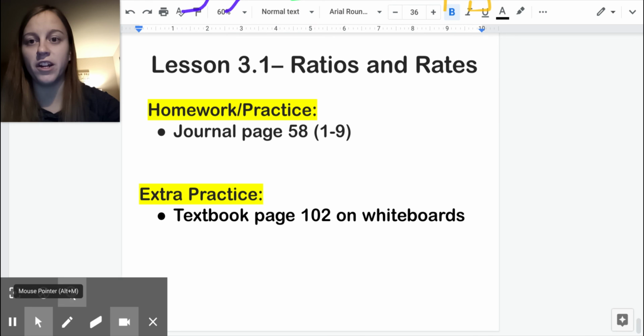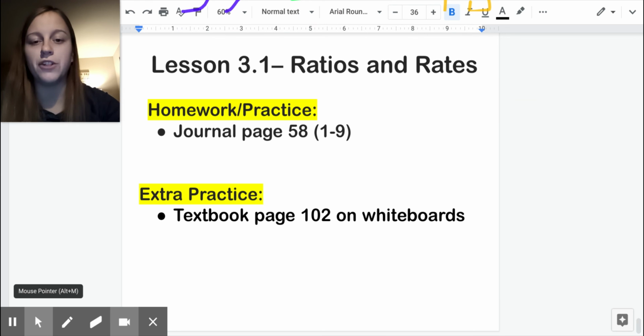All right, speaking of homework, here is your homework. Journal page 58, 1 through 9. If you finish early, open up that textbook, page 102, and work on some whiteboards. All right, if you have any questions, just reach out.